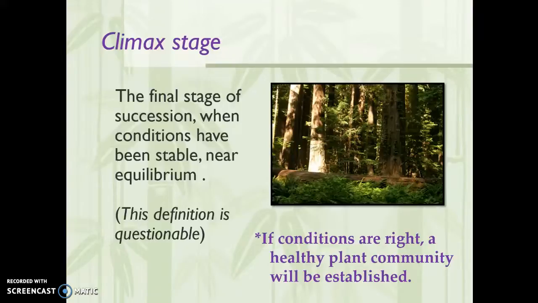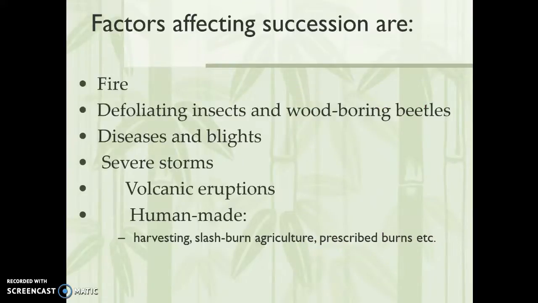Now, I have a question on your assignment in your book about how climax is a questionable term anymore, because a forest is dynamic, not stable, but constantly changing, so climax stage is not really a viable definition. The factors that affect succession are fire, defoliating insects, and wood-boring beetles. I bet you can name 2 of those right now. Diseases and blights like dwarf mistletoe, and other storms like volcanoes, and human-made practices such as harvesting, slash burn agriculture, and prescribed burns.